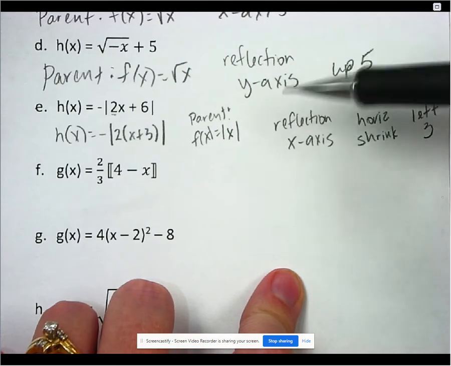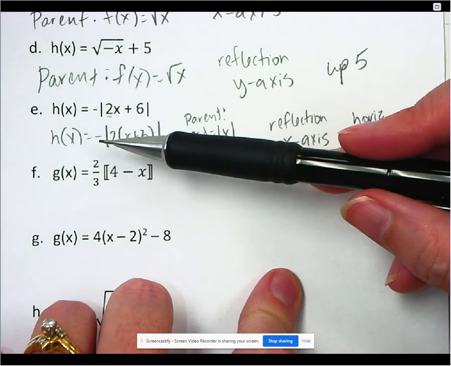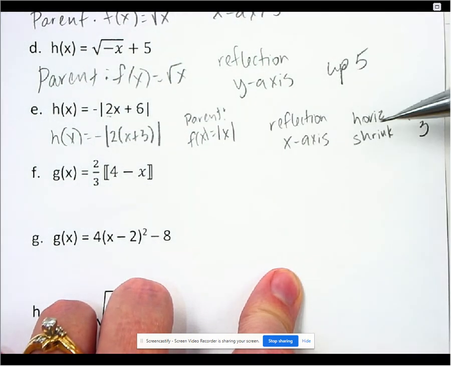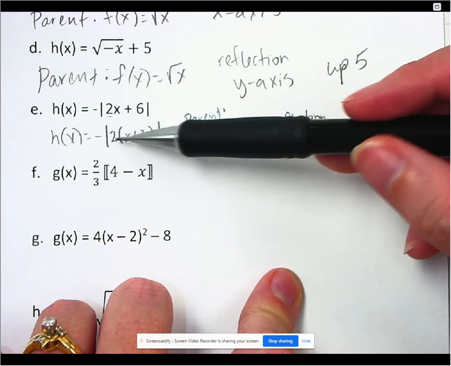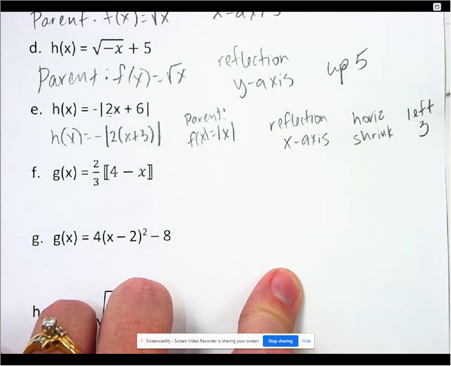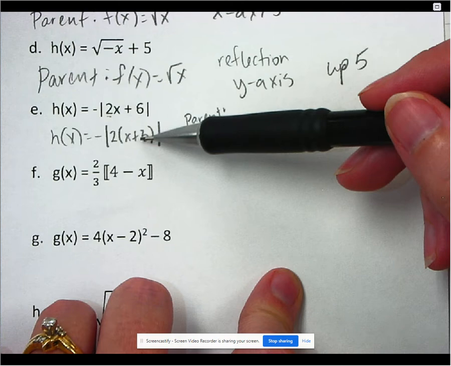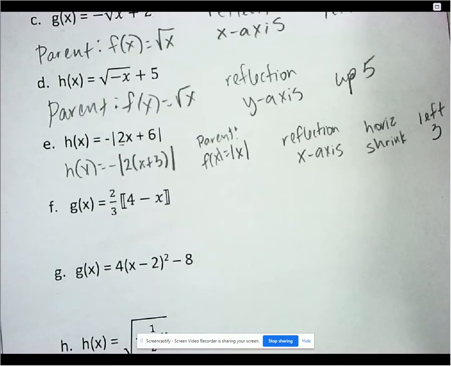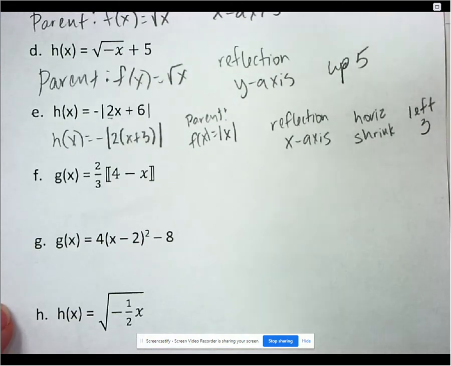Okay, so we have the reflection on the x-axis because we have the negative outside. We have a horizontal shrink because we're multiplying by 2 inside. And then we're going to go left 3 because we're adding 3 inside. So just be careful on those. Remember that that horizontal shrink is also going to shrink a horizontal shift.